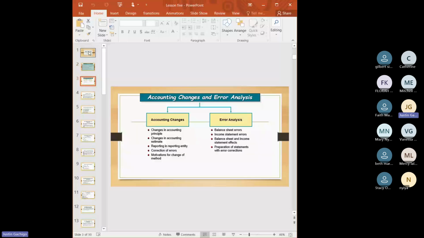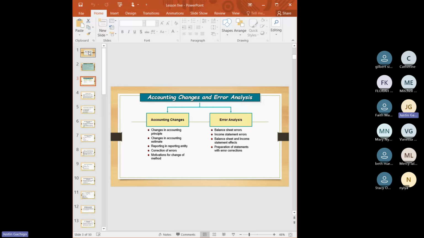Now, in an overview, for the accounting changes, we look at changes in accounting principle, changes in accounting estimate, changes in reporting entity, correction of errors, and you're also going to look at the motivation for change of the method. In terms of analysis, we are going to look at balance sheet errors, income statement errors, balance sheet and income statement effect, and finally preparation of statements with error correction.